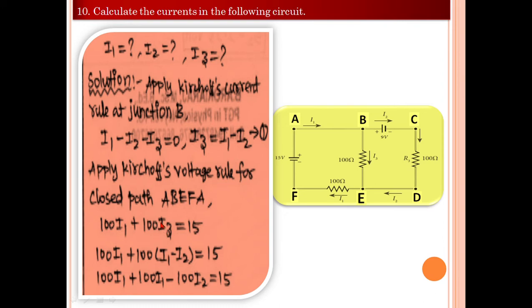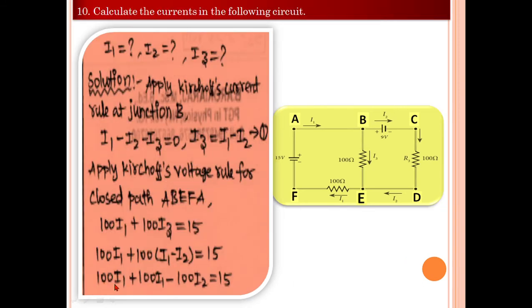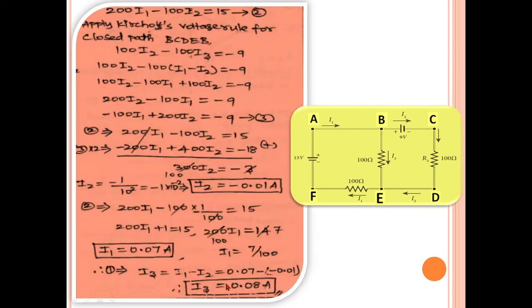We already know I3 is equal to I1 minus I2. Substituting this value into the equation, we obtain 100 I1 plus 100 into (I1 minus I2) is equal to 15. Multiplying out, we obtain 100 I1 plus 100 I1 minus 100 I2. Adding 100 I1 plus 100 I1 gives 200 I1. So 200 I1 minus 100 I2 is equal to 15. This is equation number 2.